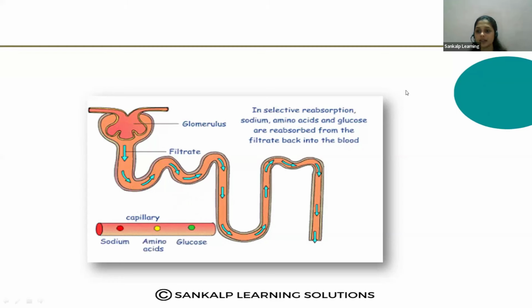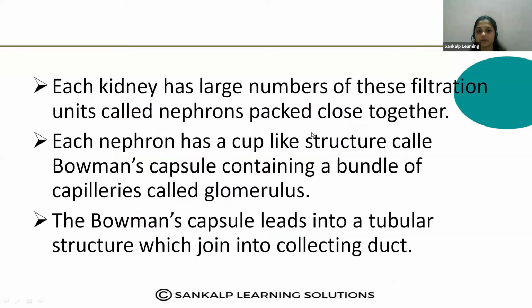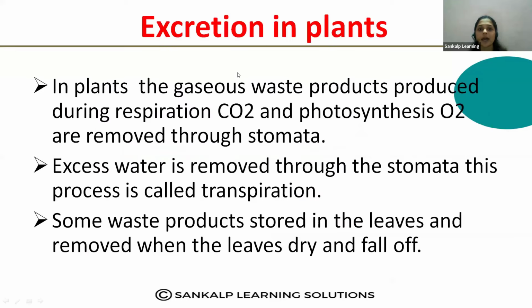Okay, so this is how the nephron works. Next is excretion in plants. We know that human beings and animals have a specialized excretory system for the elimination of the nitrogenous waste or the waste products. But there are no specialized organs in plants to eliminate all these products which are not needed for the plant's body. But how is it eliminated in plants? So there are also waste products in the plant's body.